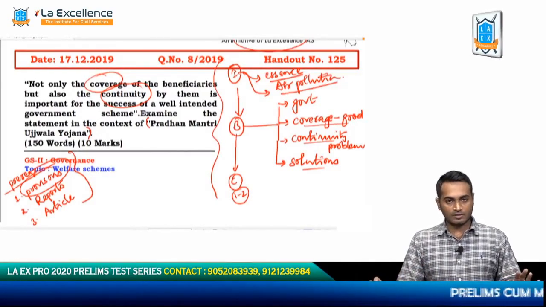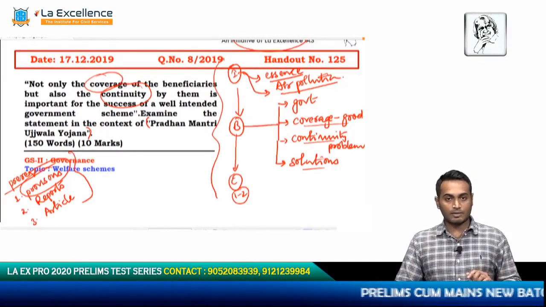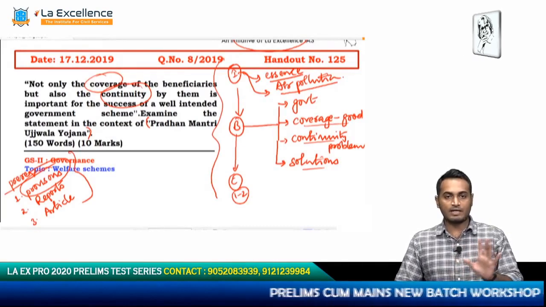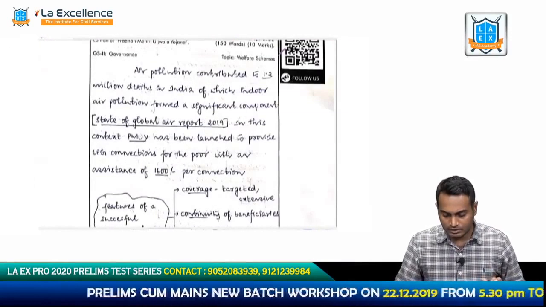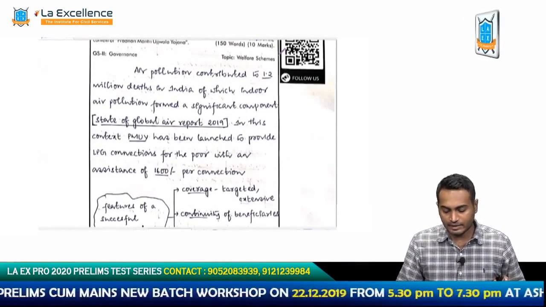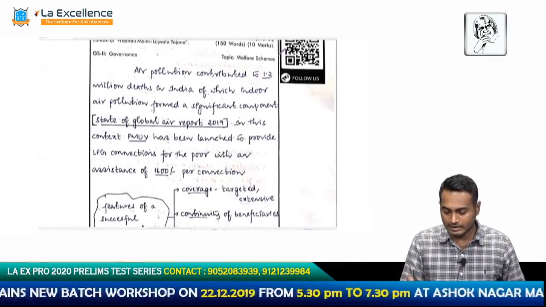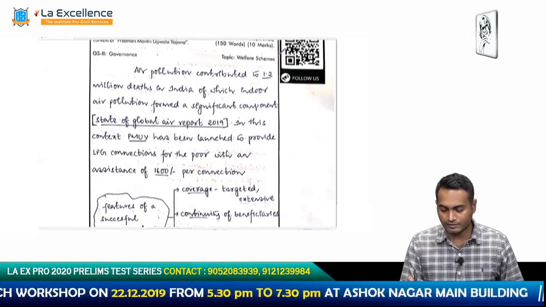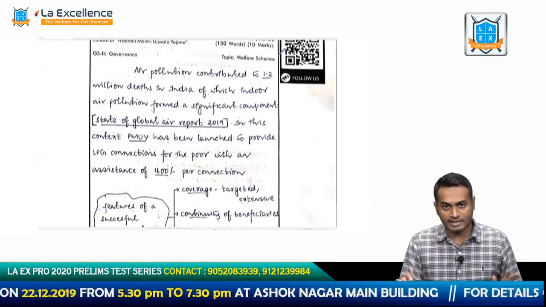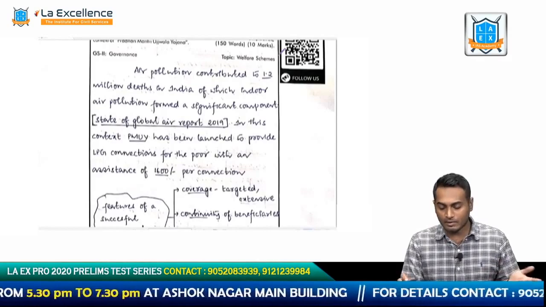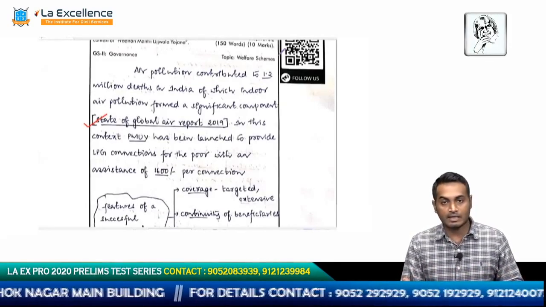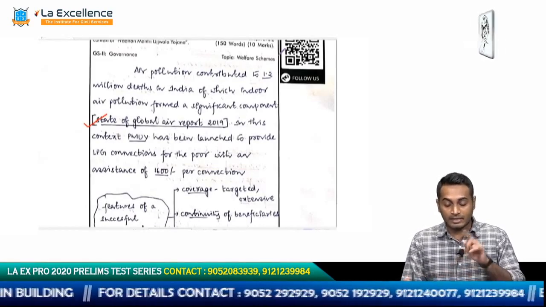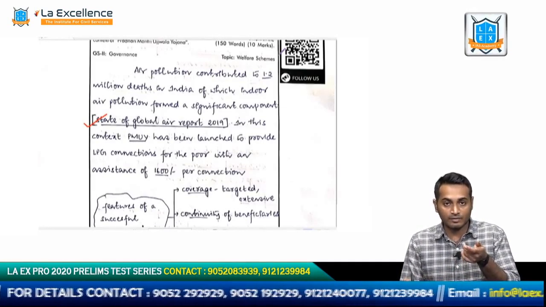So we've seen the structure of the answer. Now we will move forward and see if the person has addressed the question properly. Okay, this is the introduction he has given. Air pollution contributed to 1.2 million deaths in India, of which indoor air pollution formed a significant component. Okay, he has given me his figure. Now I would like to see where he got this figure from. See, he has talked about the State of Global Air Report. So these things are important. He is substantiating his numbers with a fact.